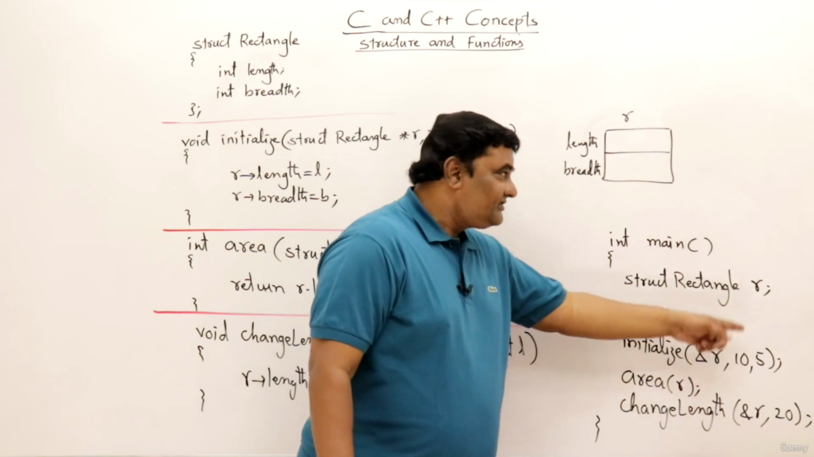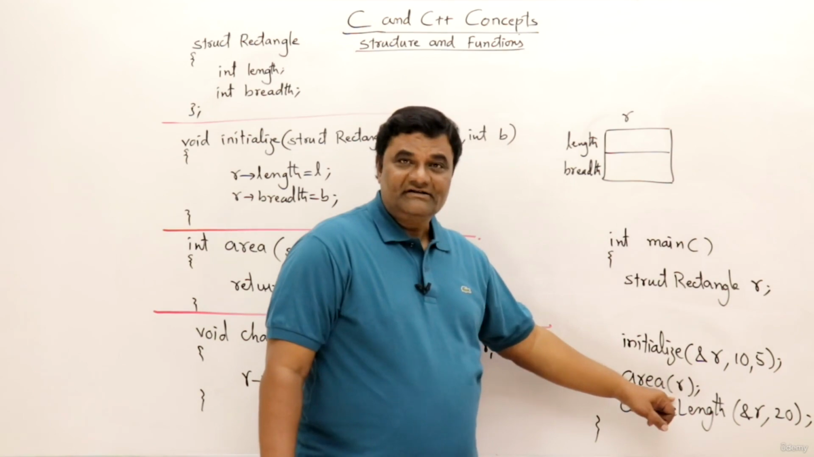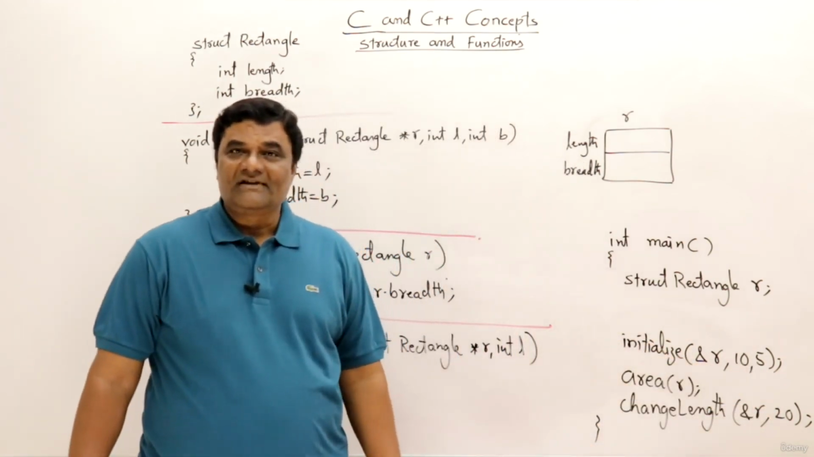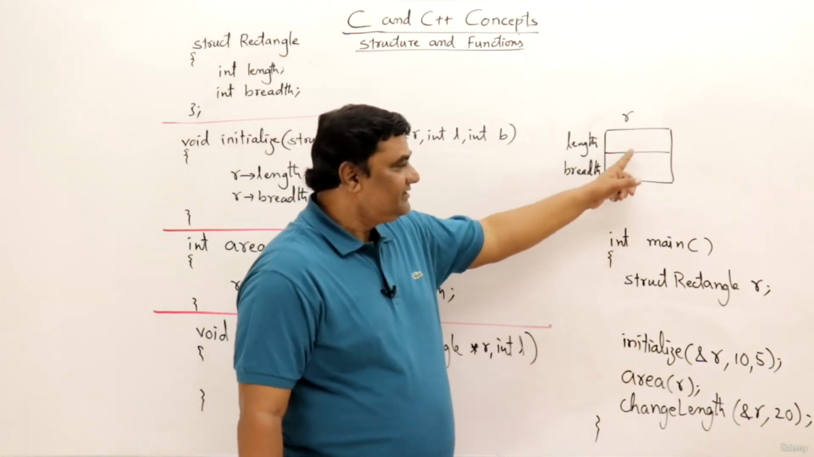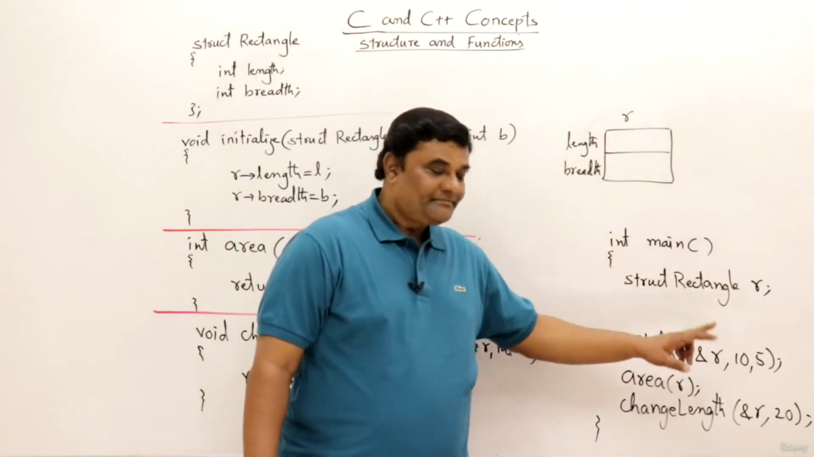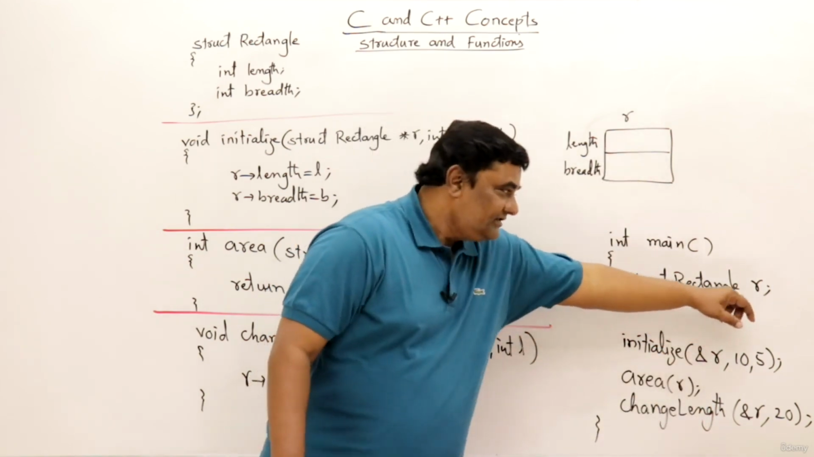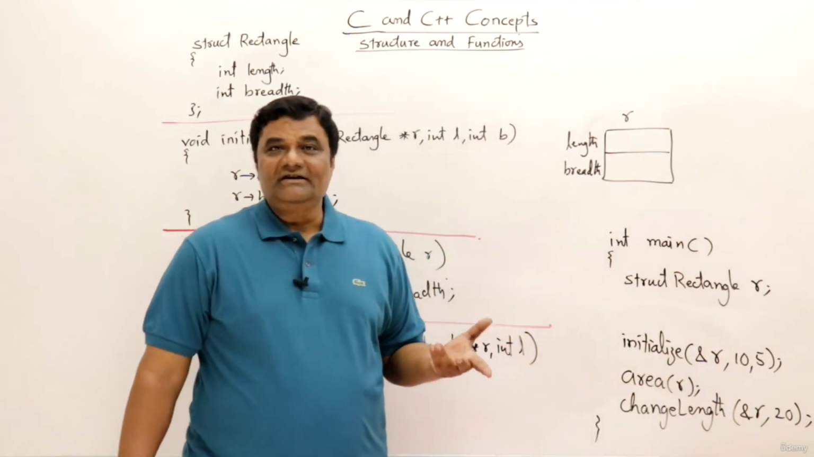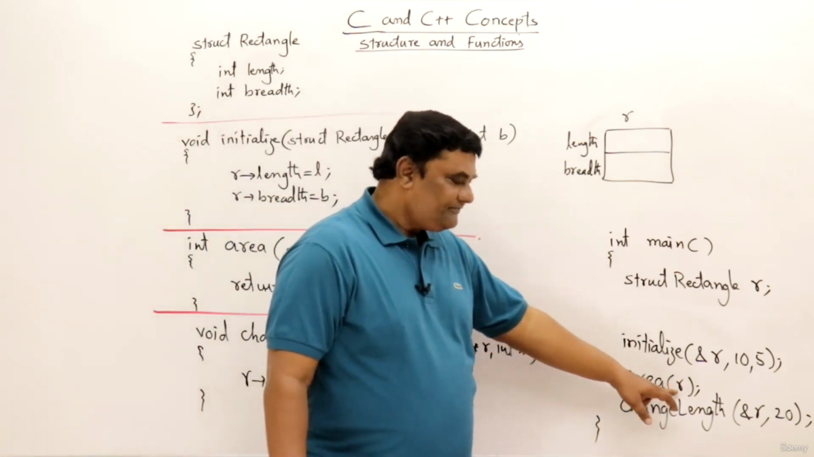Initialize function: we want to initialize this rectangle by filling 10 and 5. And this is for calculating the area of a rectangle. This is for changing the length of a rectangle to 20. Now if you observe, this initialize function should modify this one. So the function must be called by address. So I am sending ampersand, address of a rectangle. Then the change length function should change this rectangle, that is the actual parameter, this one. So here I am sending by address. Then area, for that we don't have to make any changes, we just want the result, that is length into breadth. So this is called by value.